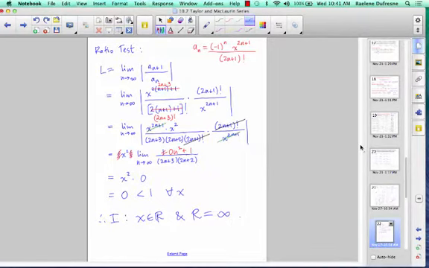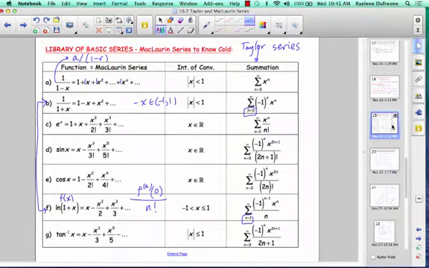The same process can be repeated for all of the basic series, for Maclaurin series. However, once we've done it for one, we can memorize the results and use these as basic series without proof or calculation.